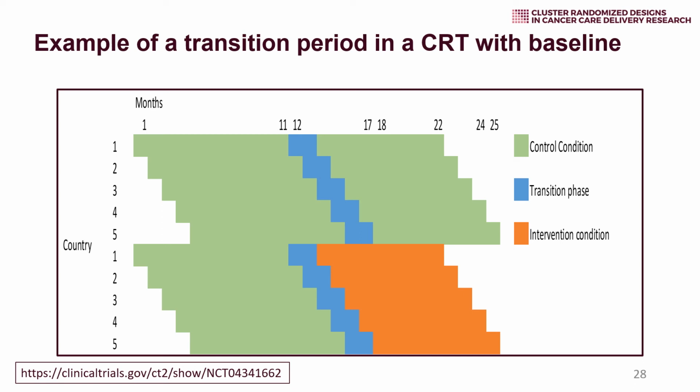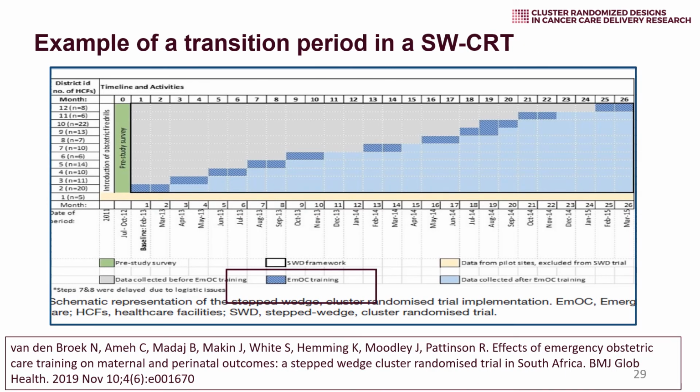These transition periods can also be incorporated into cluster randomized trials with baseline periods. So in this trial here, the green represents the control condition, the orange the intervention condition, and the blue a transition phase, when each of the clusters transitions from control to intervention. And finally, an example of a transition period in a stepped wedge trial, represented by these darker blue cells, transitioning between control and intervention condition.